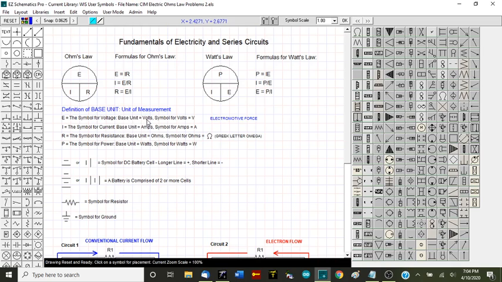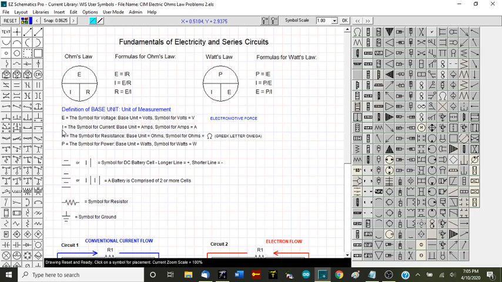That's the base unit. The symbol for volts is different. We don't use E for volts, the base unit. We use the symbol V, capital V. And I should note that all of these letters are capitalized unless I say otherwise. Okay, let's move down to the next symbol.